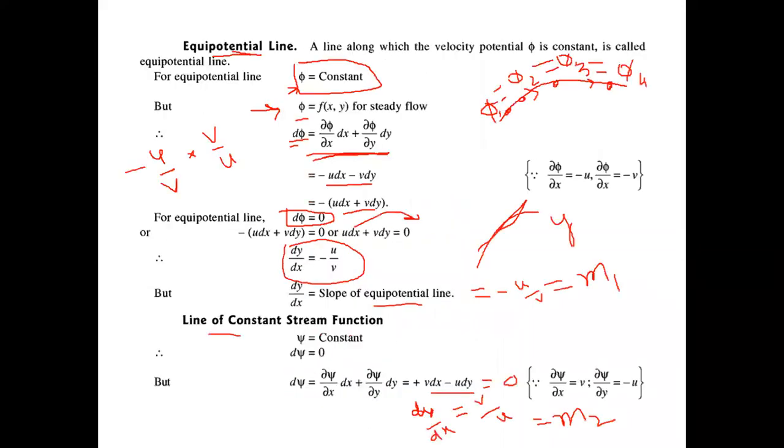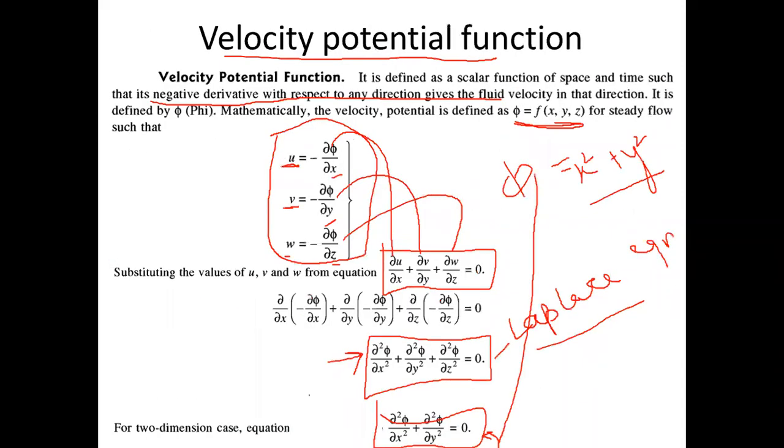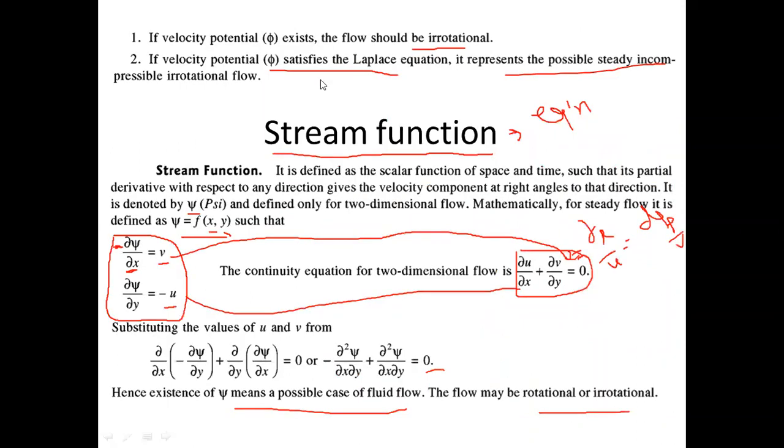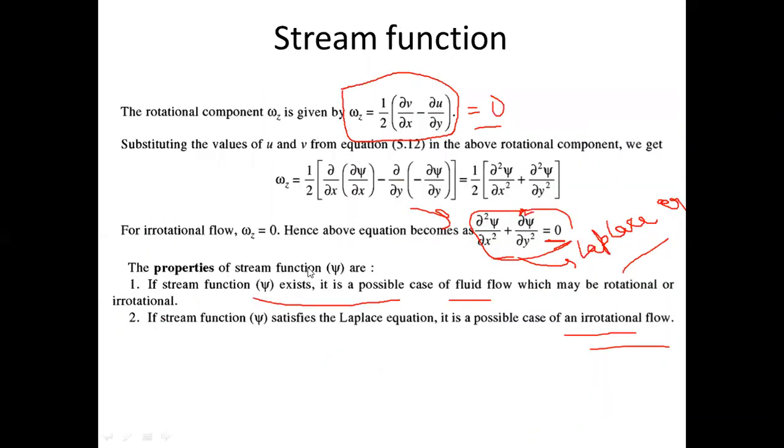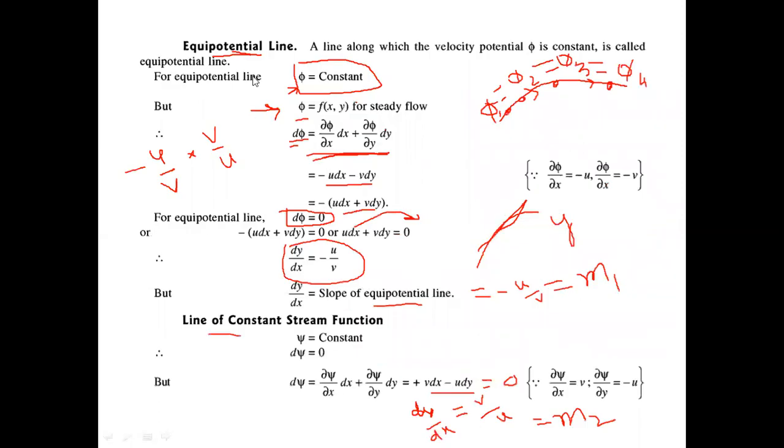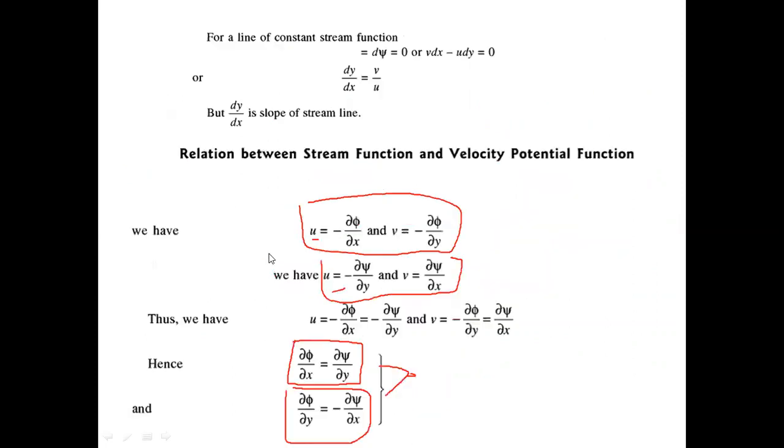So what we learned so far in this whole slide: two important points regarding potential function, two important points regarding stream function. We learned about the equipotential line, the slope of the equipotential line and the slope of the line of stream function, both perpendicular to each other. And the relation between these two functions. That is what we have learned today.